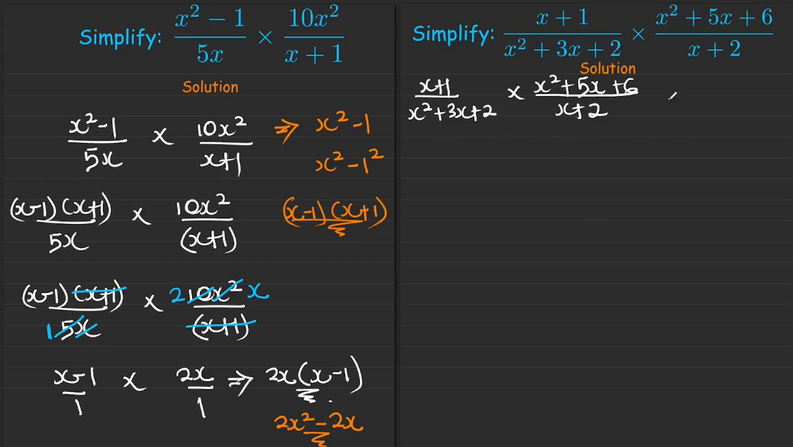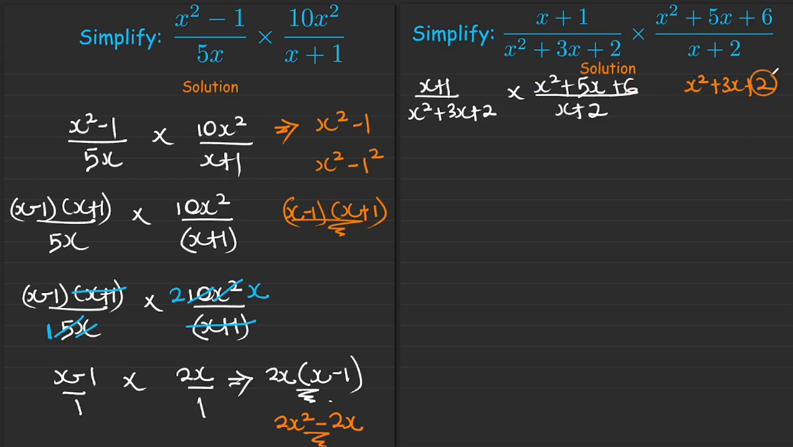Hence, we'll need to factorize the expression x squared plus 3x plus 2. That is this denominator here. Then we do the same to this as well. So let's first of all start with this. We have our a here being 1.